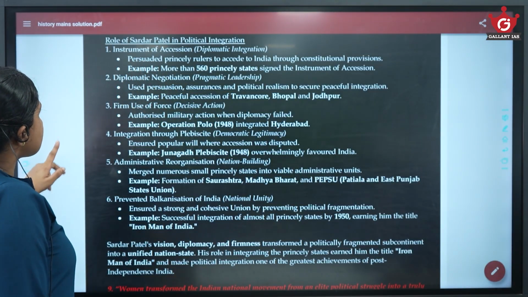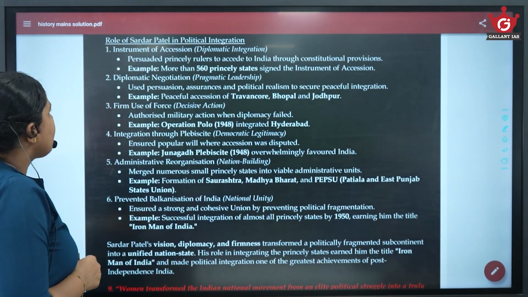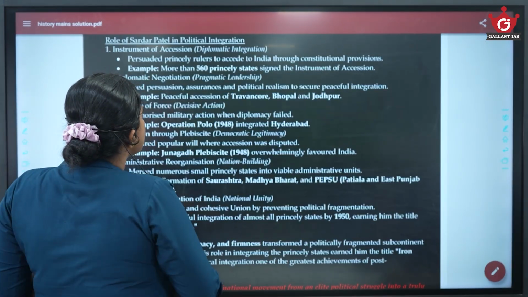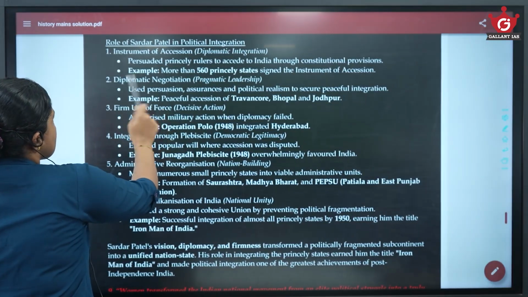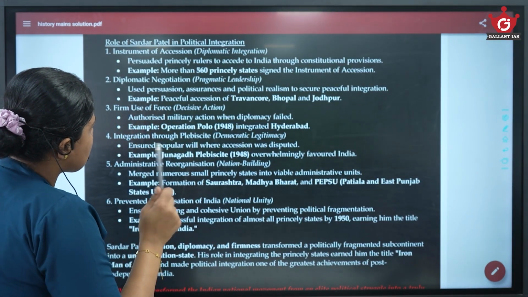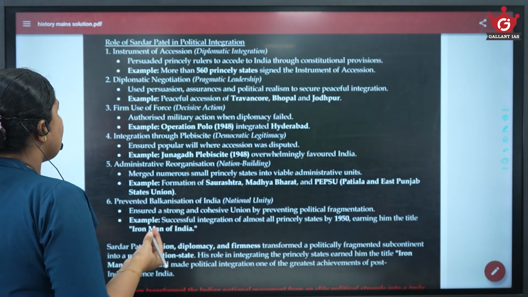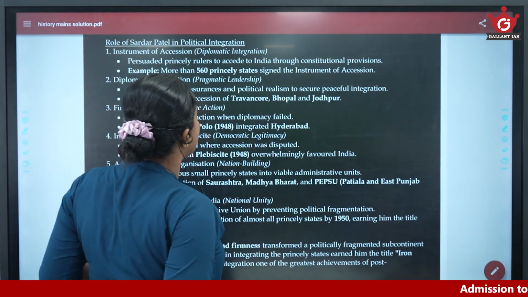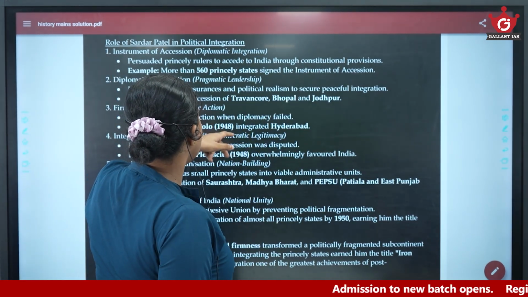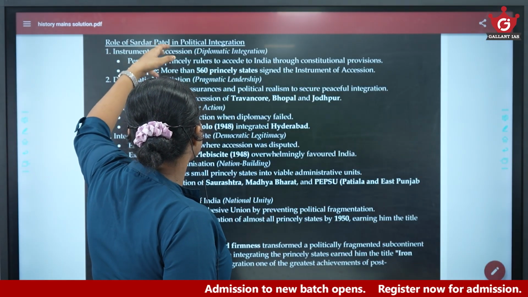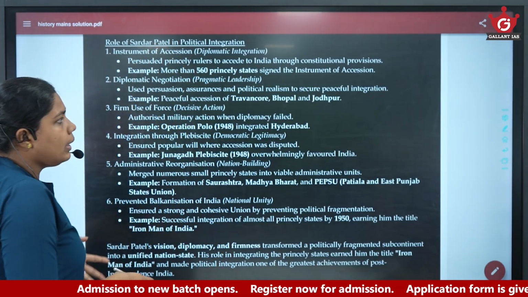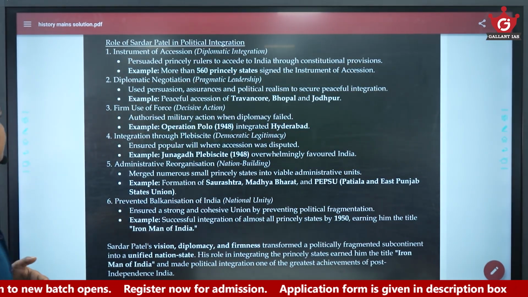Next is the diplomatic negotiations. Under persuasion, you can use this kind of keywords. It was how they used persuasion, assurances, and political realism to secure peaceful integration. So you can mention Travancore, Bhopal, Jodhpur, etc. How peacefully Patel indulged in this kind of persuasion and tried to integrate them into the Indian nation.